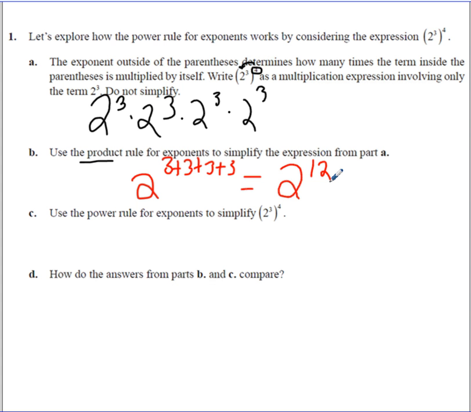And if we were to evaluate that, that would be 4,096. But if we use the power rule, now we say we have 2 to the 3rd power raised to the 4th power. We can multiply those 2, and 3 times 4 is 12. We get 2 to the 12th power. So as you can see, either way you choose to show that, you get the same answer.